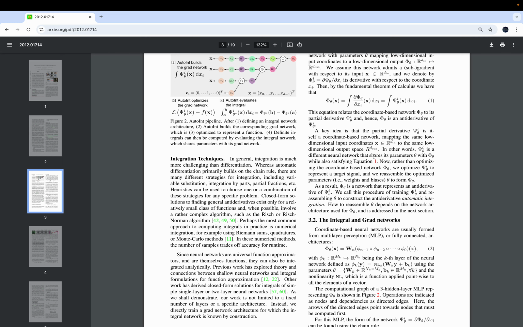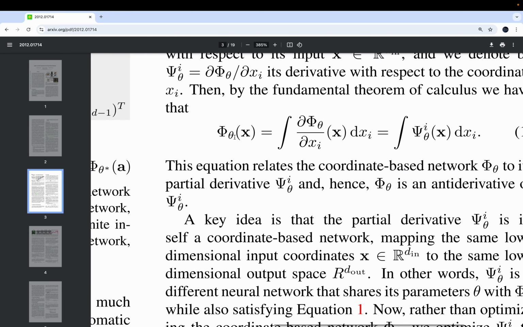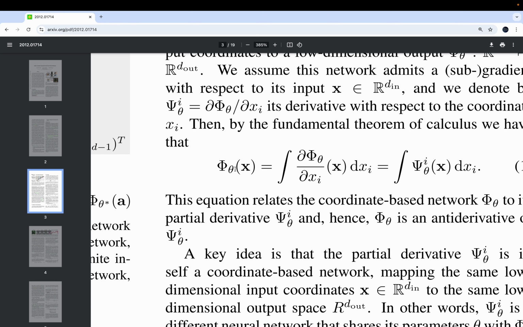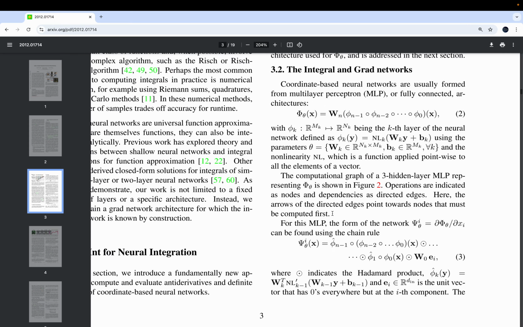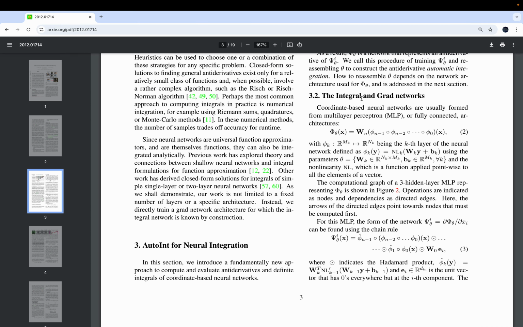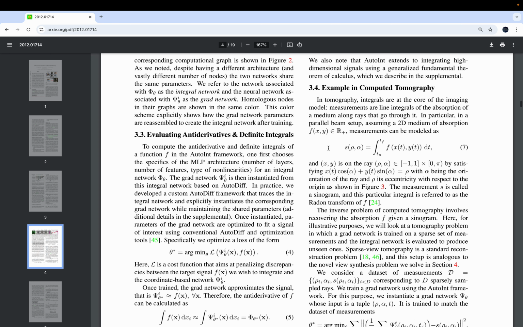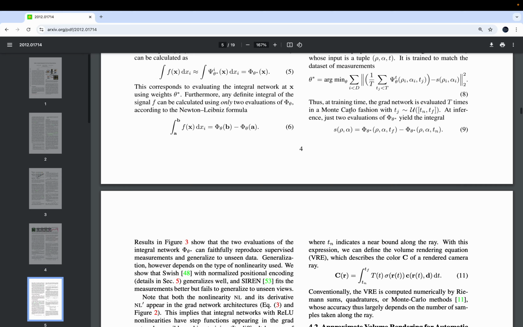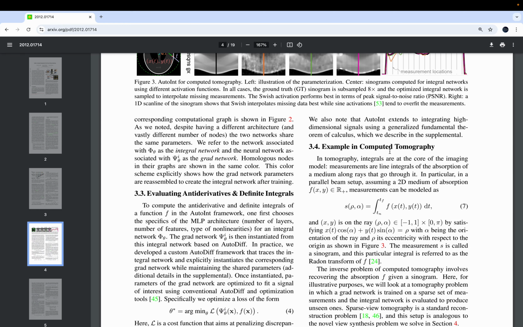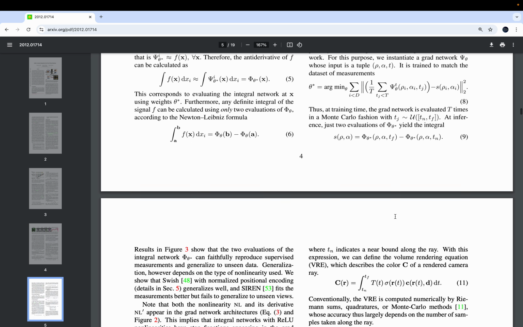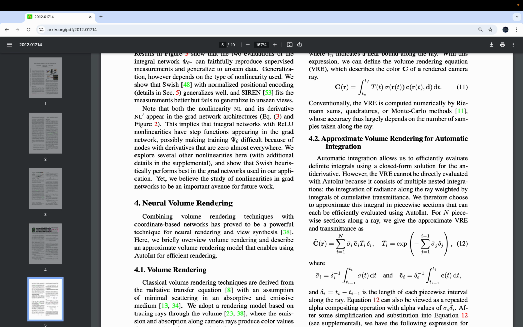Okay, so we explained the principles. Of course, there is a clear link between the integral network and its grad network, and they leverage that. The grad network can be built directly from the integral network, either by automatic differentiation, or manually, or by using some custom code. They have some examples in computed tomography that also involve solving the tomography integral, but we are more interested in neural volume rendering in this video.